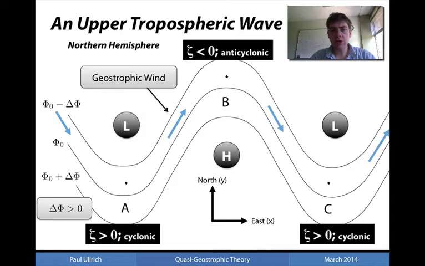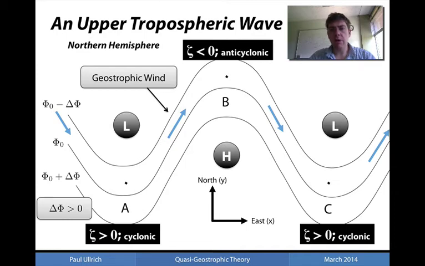Consider now a large-scale upper atmosphere tropospheric wave. Here we have lines of constant geopotential shown in black, which exhibit very clear wave motion. In particular, the geostrophic wind here is denoted with the blue arrows, and recall that the geostrophic wind will be following along lines of constant geopotential. Hence, we'll be moving between these contours.